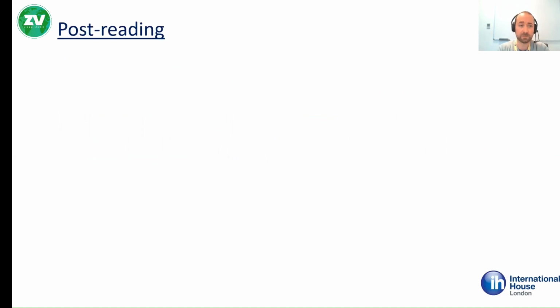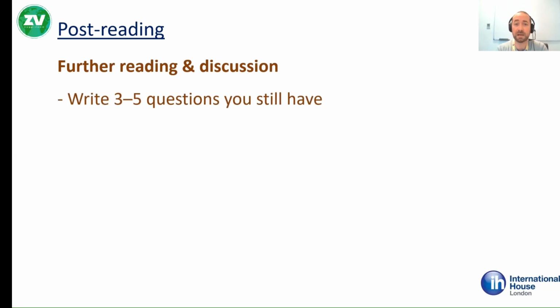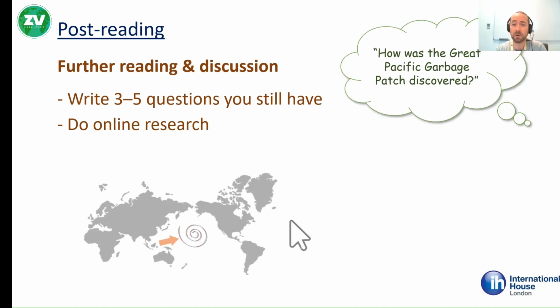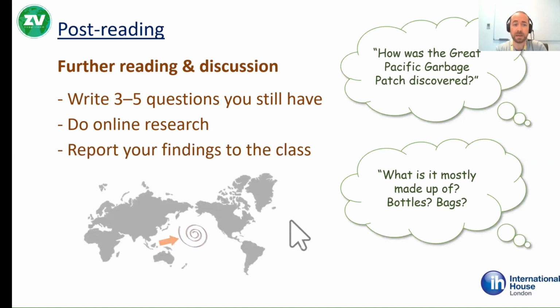Here are some suggestions. We can encourage further reading and discussion. For example, learners can write 3 to 5 questions that they still have about the text. They can do some online research to answer those questions. For example, a learner might want to know how this Great Pacific Garbage Patch was discovered. Or they might want to know more about what it consists of. And again, learners can report their findings to the rest of the class.